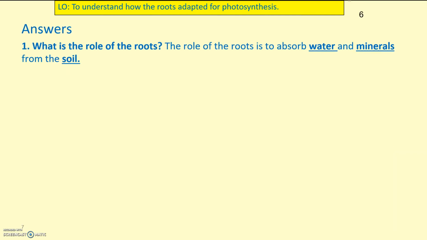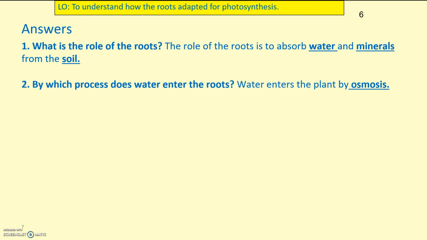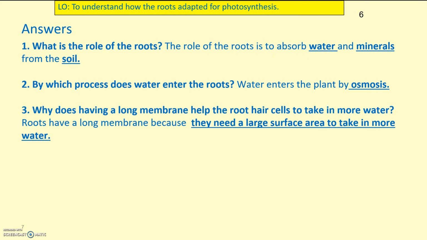So what is the role of the roots? The role of the roots is to absorb water and minerals from the soil. By which process does water enter the roots? Water enters the plants by osmosis. Why does having a long membrane help the root hair cells to take in more water? Roots have a long membrane because they need a large surface area to take in more water.